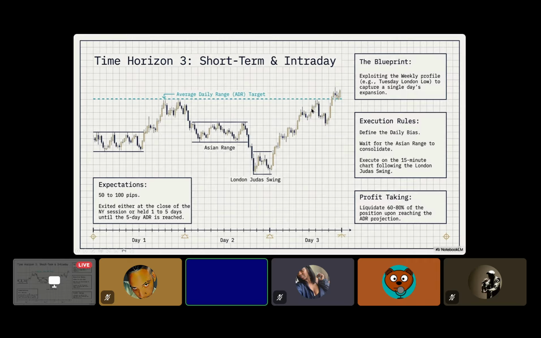I always make sure to tell you guys, get your paycheck, okay? Get paid for trading. If you don't get paid for trading, you're going to get burnt out mentally from doing this, because if it don't make money, it don't make sense. Y'all know how we are. So 50 to 100 pips is the expectation with a short-term intraday trade exited either at the close of the New York session or held 1 to 5 days until the 5-day ADR is reached.